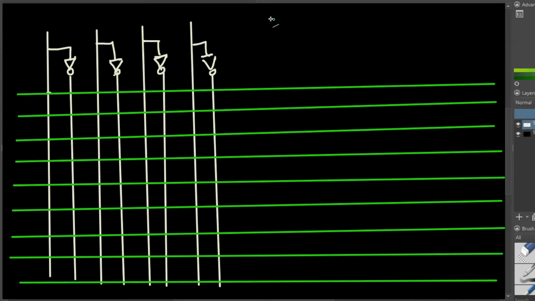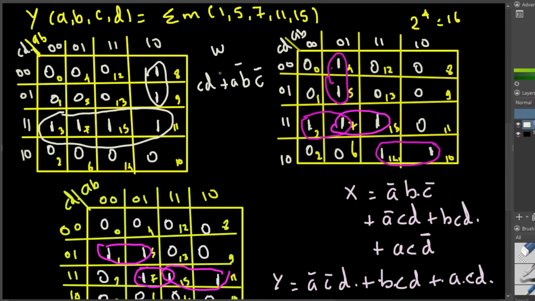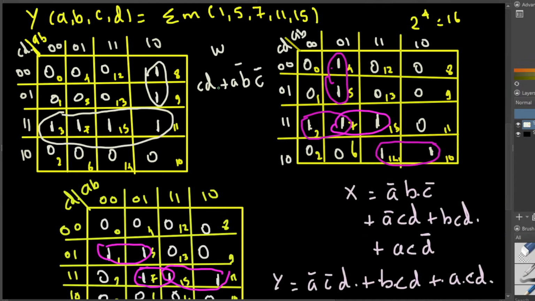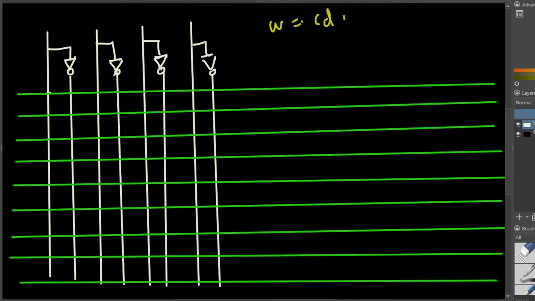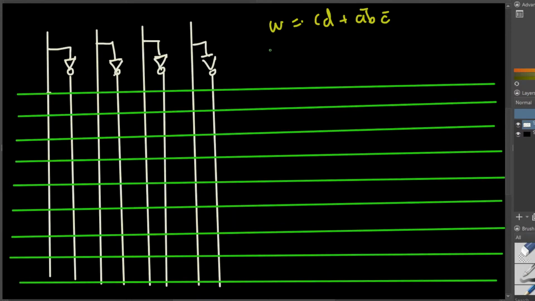Okay, now let's bring all the expressions we have. You know what, I have to rewrite this W expression here. What is the W expression? Let me write it here. W is equal to CD plus A B bar C bar. And the X expression.